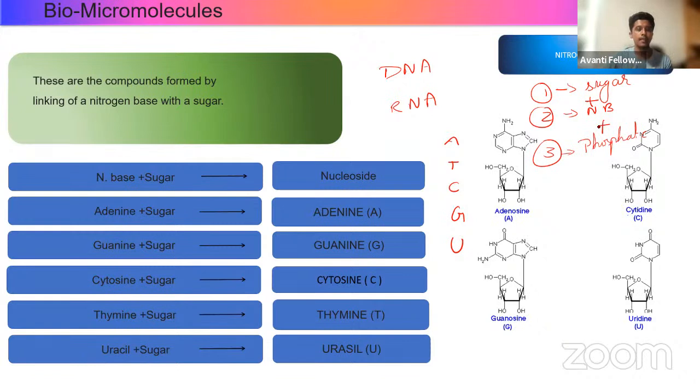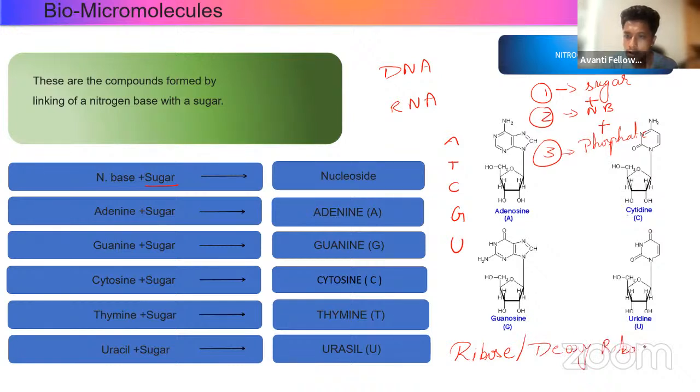So let us understand how the nucleotide formation takes place. Usually when you look at your DNA or RNA, the type of sugar that is present is called ribose or deoxyribose.